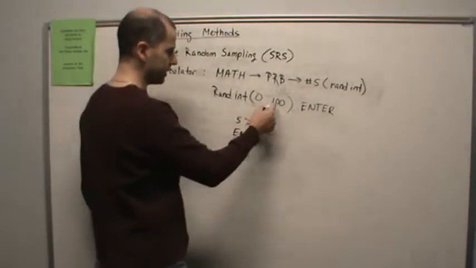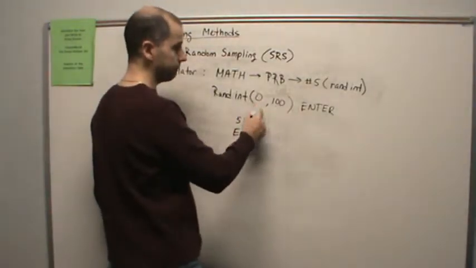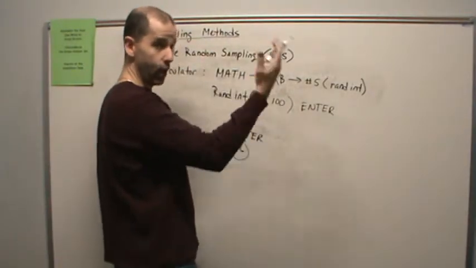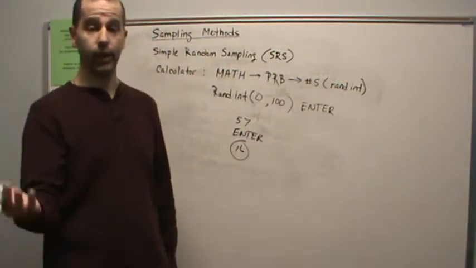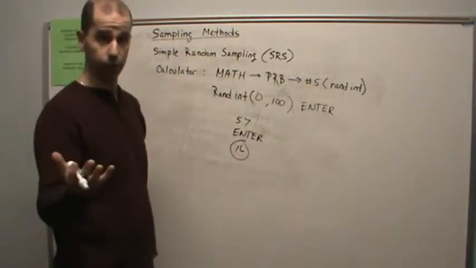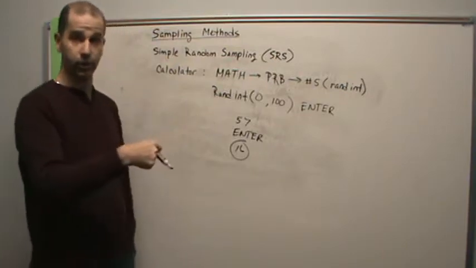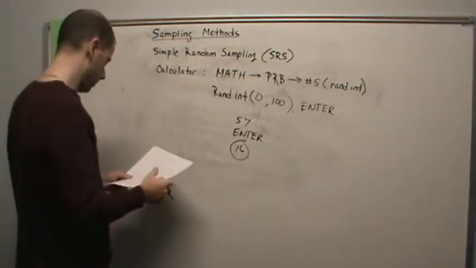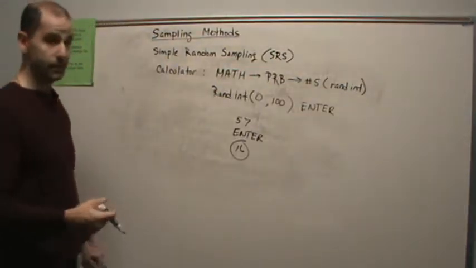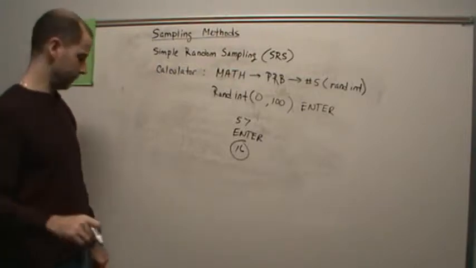So you can change these numbers. You could do 1 to 30, 5 to 10, 5 to 100, 100 to 332, whatever you want to use. That's how the randint function works. So that's how you do a simple random sample. That is the simple random sample method.